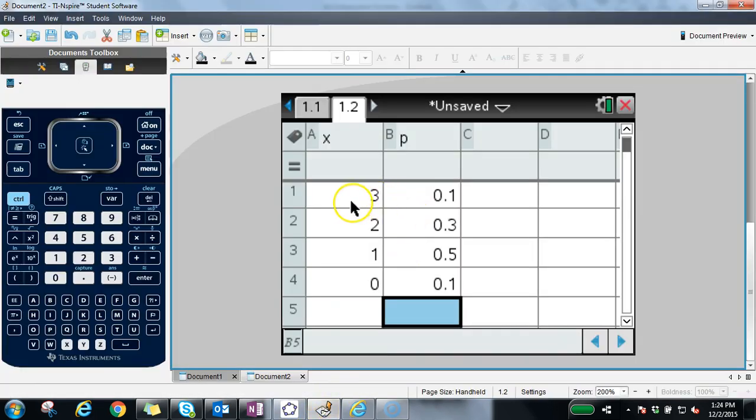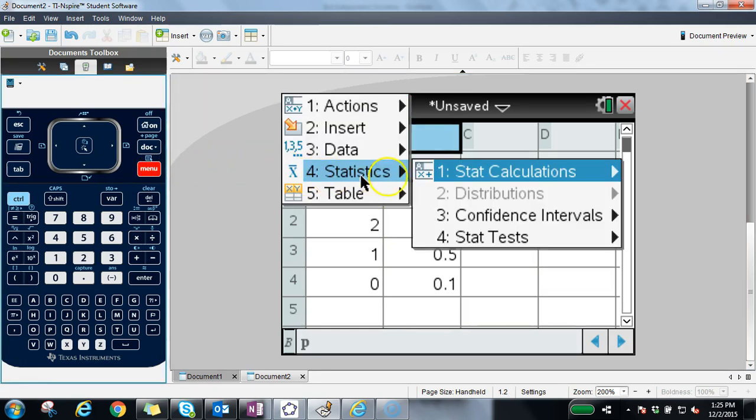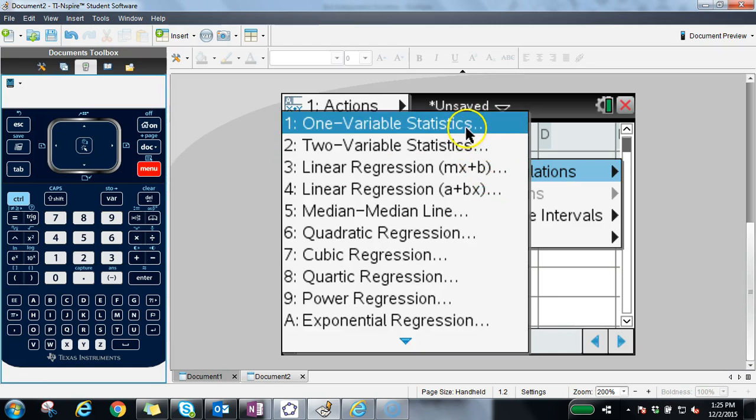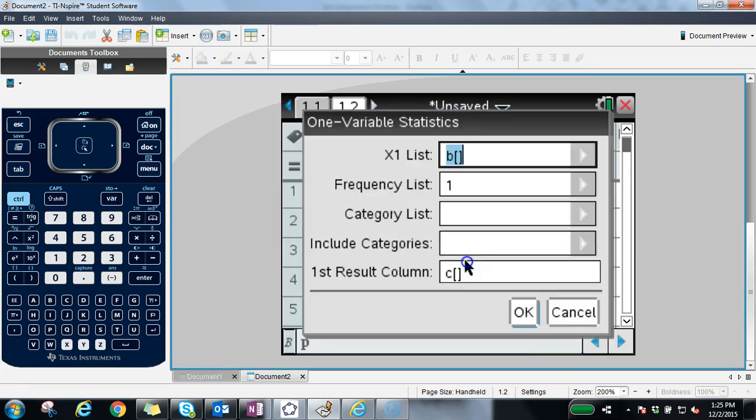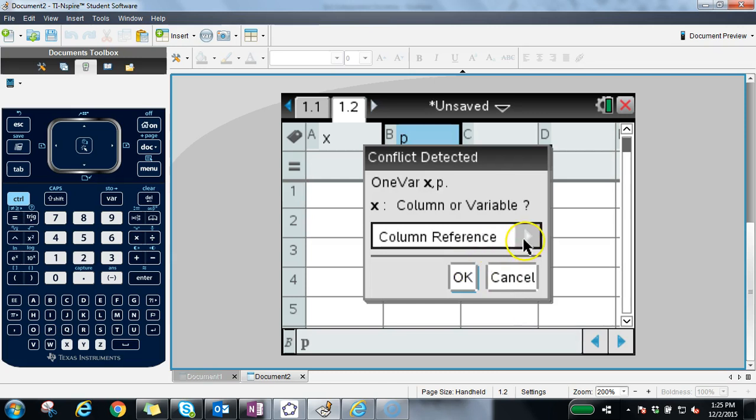So if we're using a calculator, put in a spreadsheet, we need to make sure we label these. X and P make sense. X for our discrete variable and P for probability. And we go to Menu, Statistics, Stat Calculations, and it's one variable. It's just one list. But when we get here, our X list is X, and our frequency list is our probability. So it's like what we did in Chapter 3.